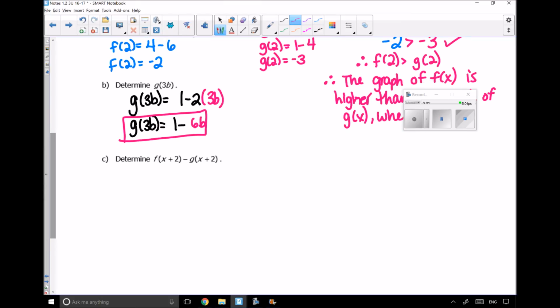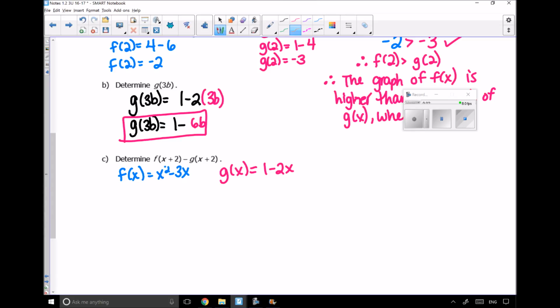So part C says to find f of x plus 2 minus g of x plus 2. So don't forget that f of x, we said, was x squared minus 3x, okay? And we also know that g of x is equal to 1 minus 2x. So what this is saying right here is that every time I see an x, I actually replace it with x plus 2.